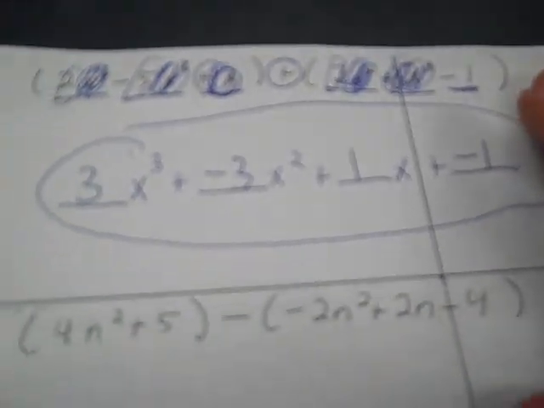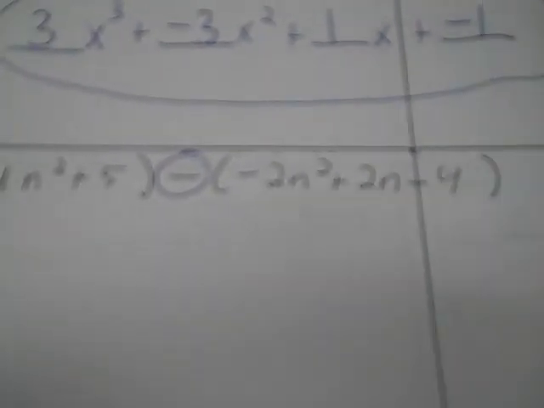Okay, and then for this one, constants, the only constant I have is here, so I treat this as a 0, okay, plus negative 1. That's negative 1. And that's your new polynomial.